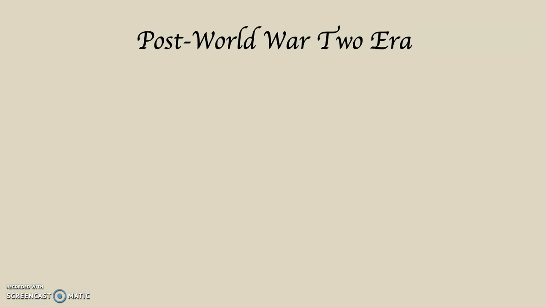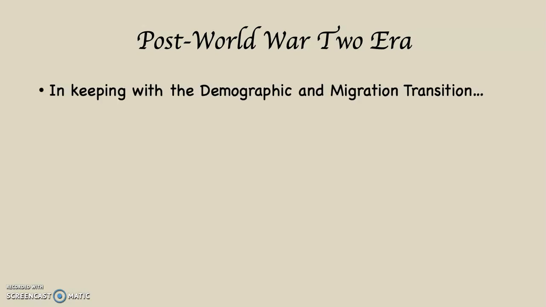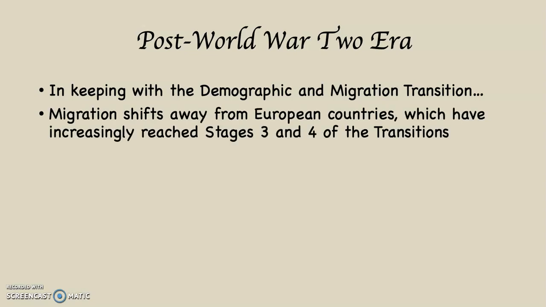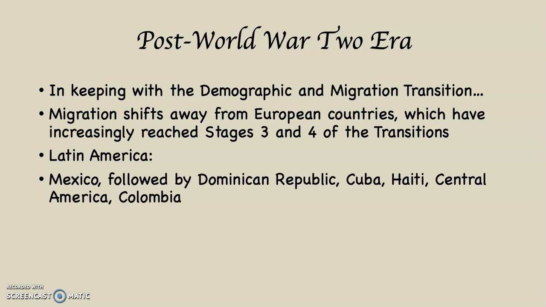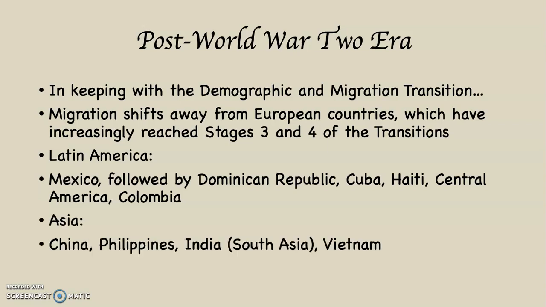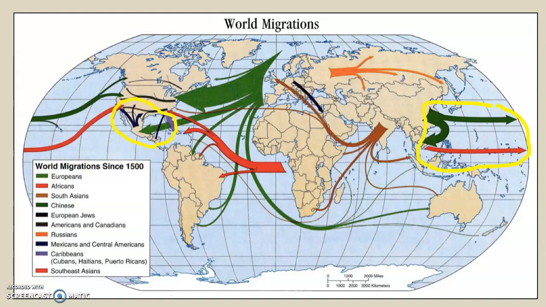In the post-World War II era, in keeping with the demographic and migration transitions, migration shifts away from European countries, which have increasingly reached stages 3 and 4 of those transitions, and it shifts towards Latin America, especially Mexico, followed by the Dominican Republic, Cuba, Haiti, Central America, and Colombia, and Asia, with China leading the way, but Philippines, India, South Asia in general, Vietnam also contributing.